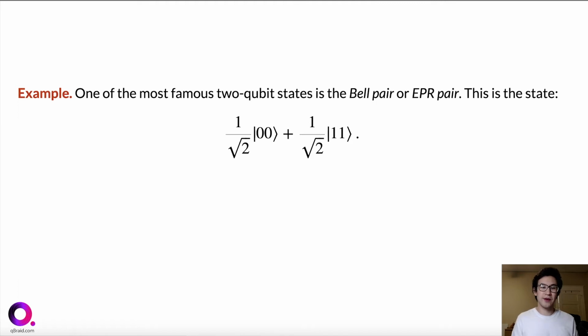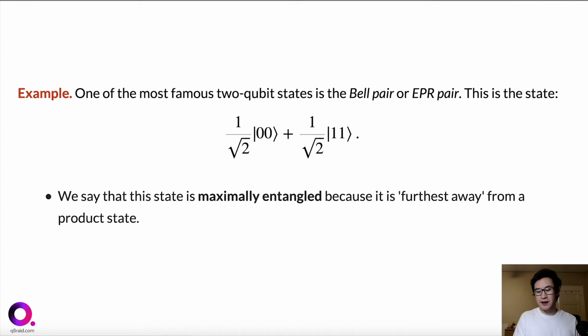So one of the most famous 2-qubit states is known as the Bell pair or EPR pair. This is the state 1 over square root of 2 ket 0,0 plus 1 over square root of 2 ket 1,1. It turns out that this state is entangled, so it cannot be written as a product of two single qubit states. But moreover, we say that this state is actually maximally entangled, meaning that it is furthest away from any product state under a suitable notion of a distance, which we won't get into in this course.